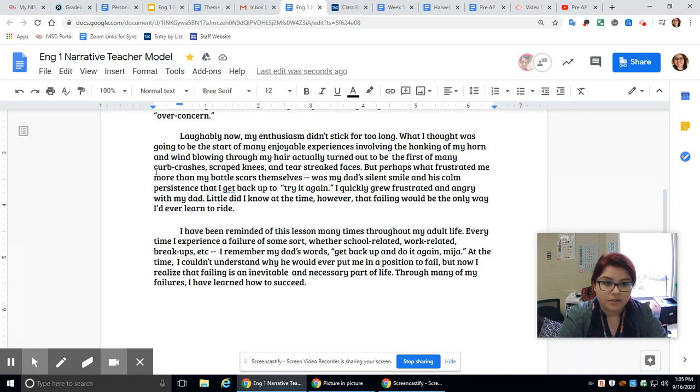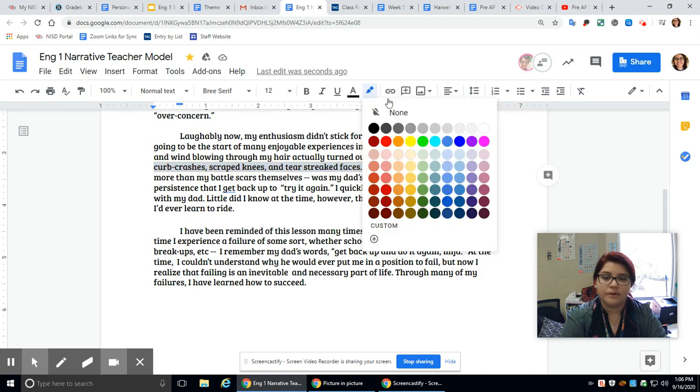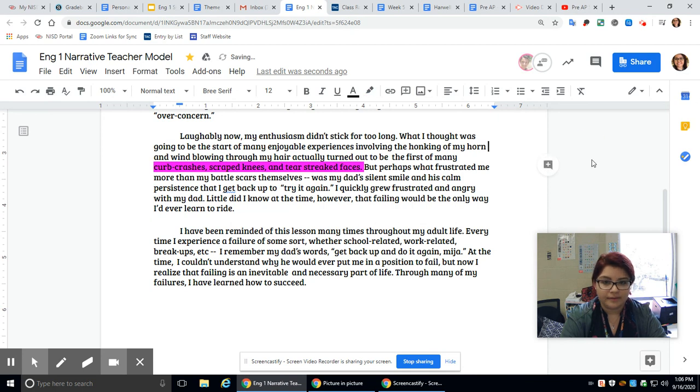Here we go. So, "curb crashes, scraped knees, and tear-streaked faces." So that's sensory imagery as well, because that's helping us to see in our mind the scraped knees and a little kid's face with tears. That's helping us as the reader to understand the situation. So that would also be highlighted in pink.